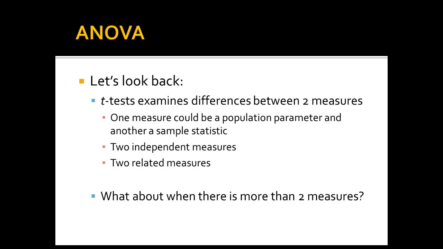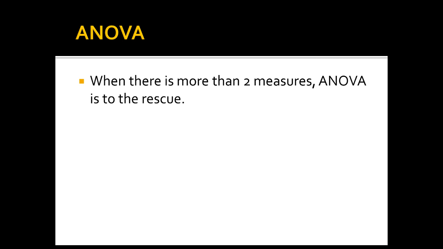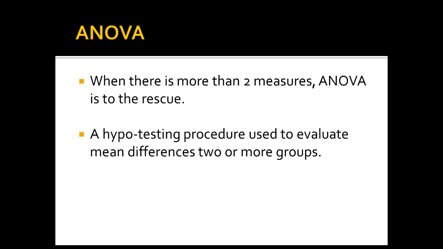So what about when there's more than two measures? That's when we have the ANOVA situation, when we have more than two measures that we're looking at. So ANOVA is to the rescue when we have more than two, and we have the same kind of hypothesis testing procedure to use to evaluate the mean differences between two or more groups. So it's the same kind of logic that follows for hypothesis testing. And this is a major advantage, that you can look at more than just two groups, more than just male versus female, etc.